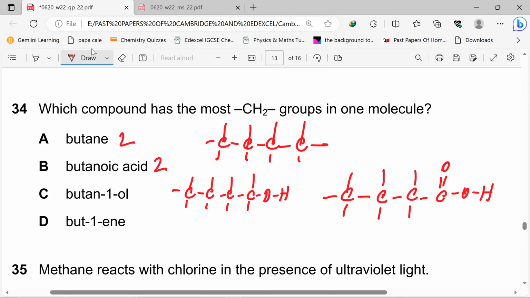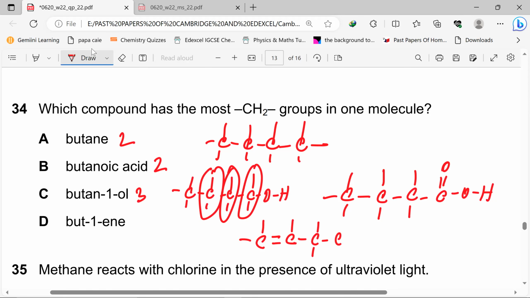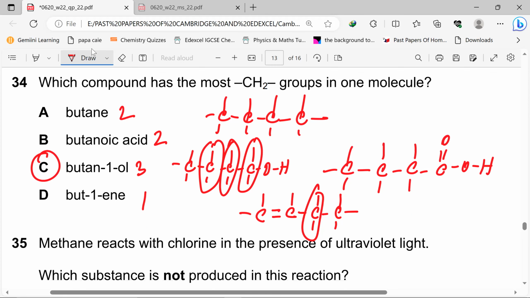So we have 1, 2, and 3 CH2 groups. So we have 3 here. But butene should not be correct. In butene we have a double bond here, so we have only 1. So C is the only correct answer. They are asking which compound has the most CH2 groups. Only CH2 you need to take. You cannot take any CH3 because they gave 2 bonds. So C, butan-1-ol.